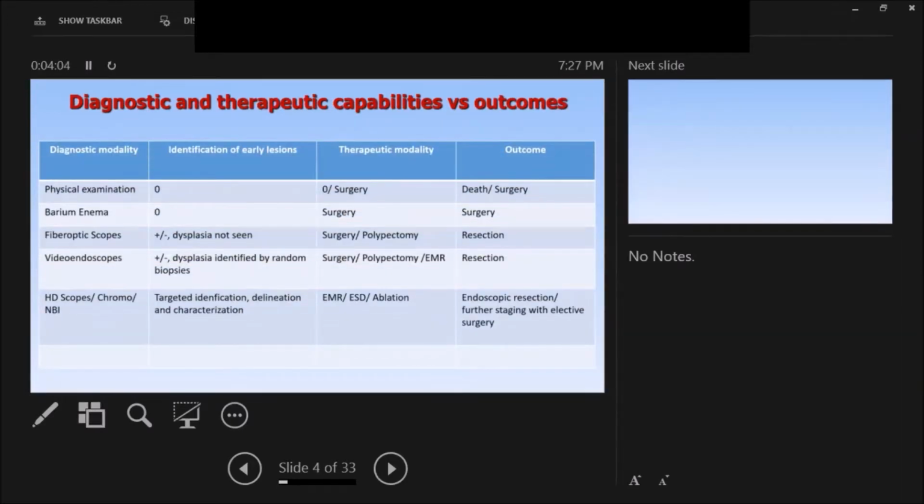Before the era of video scopes, high definition chromoendoscopy and NBI, EMR and ESD were just new techniques developed after 2000 something. Before that, surgery, you see, was the only solution for any GI polyps.